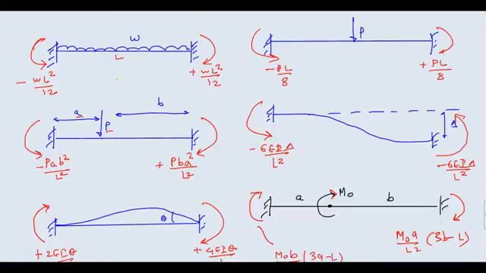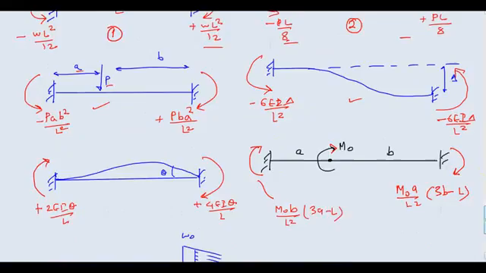Absolutely, this first one and second one are the most important. PL/8 will be most commonly used, and WL²/12. This can also be used: Pab²/L², Pba²/L². This will be used whenever you have a support sinking problem. If your support sinks by an amount delta, it will produce fixed end moments of 6EIΔ/L² and minus 6EIΔ/L².